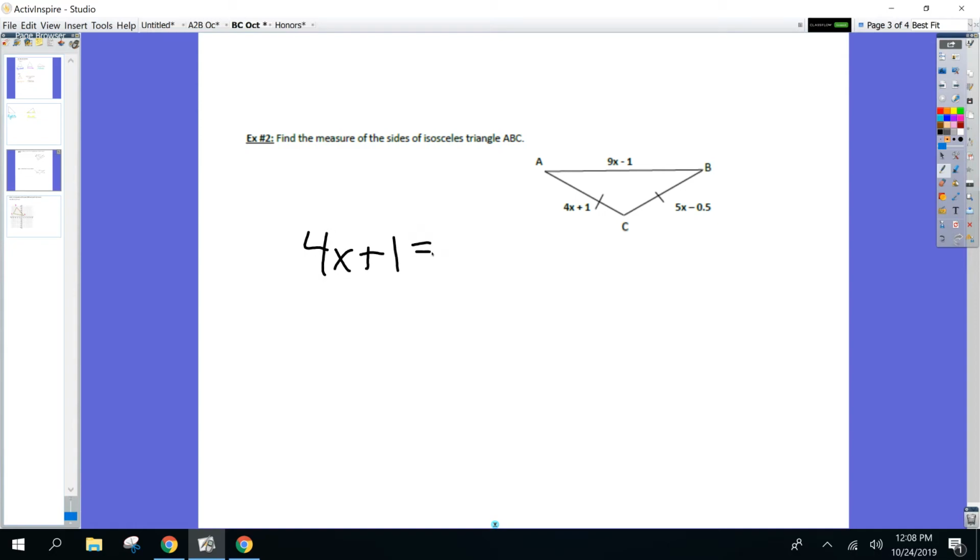4x plus 1 is equal to 5x minus 0.5. I'll let you guys solve for x. Just those problems, nothing else.